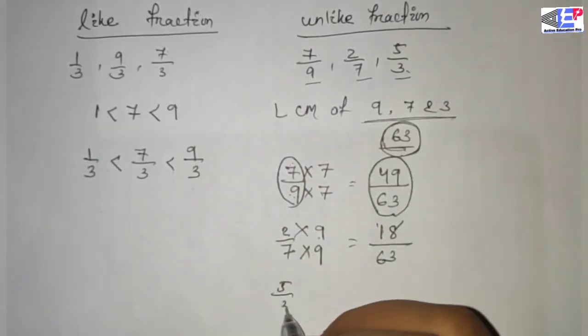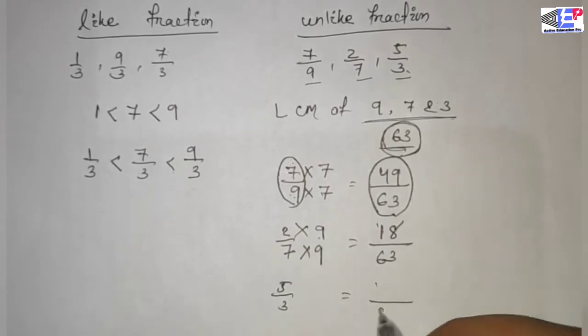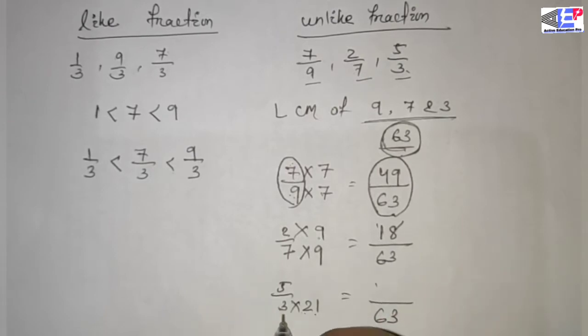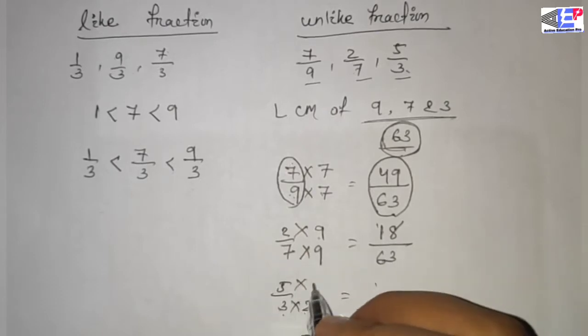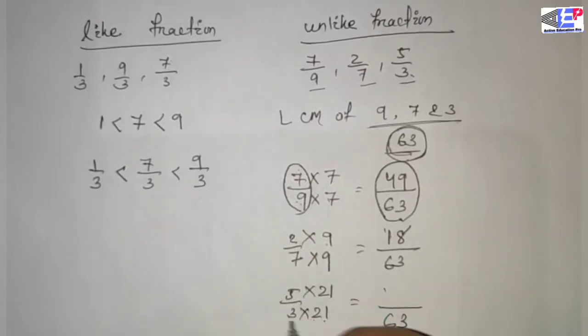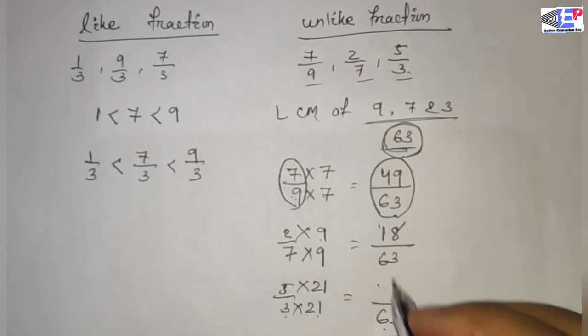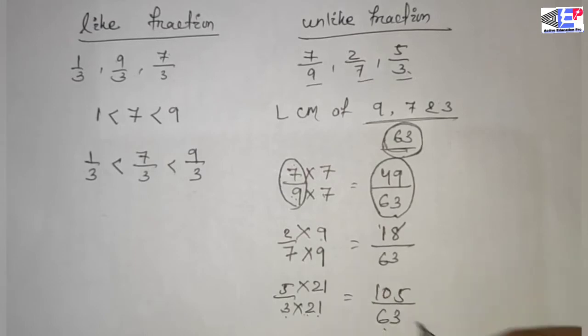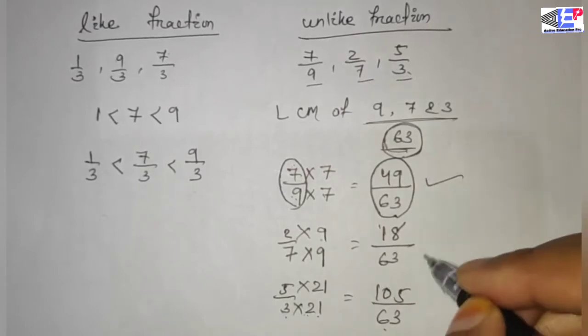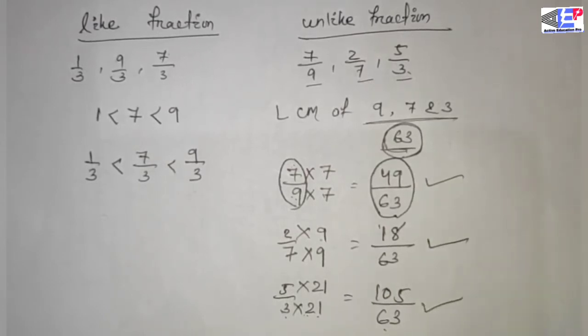Now 5 by 3, 63. So 3 into 21. You should multiply 21 with 3 to get 63 at its denominator place. So multiply 21 with its numerator. Now 5 times 21 is 105.